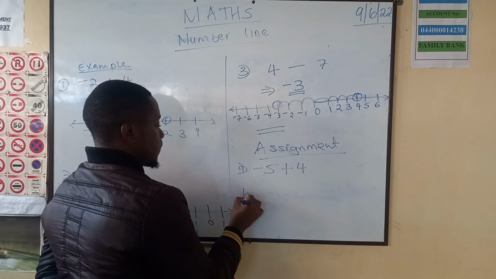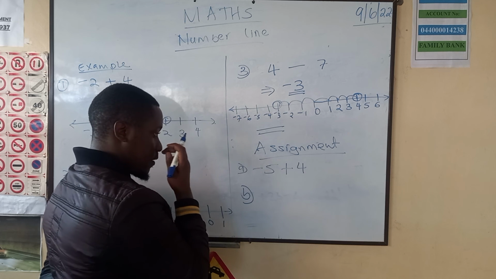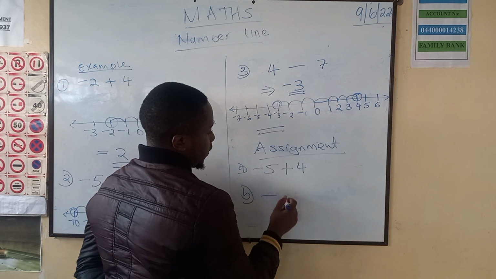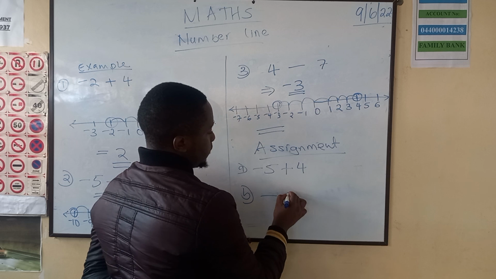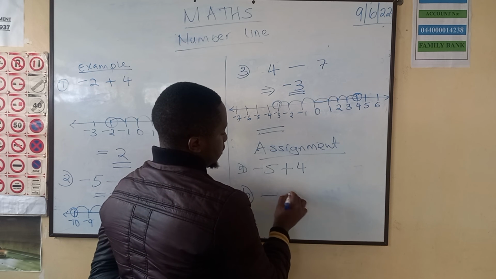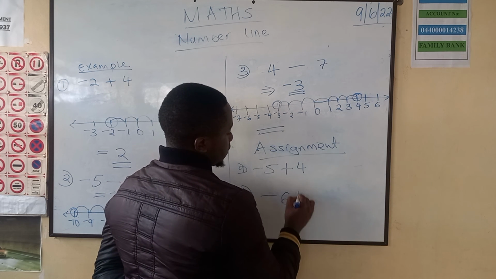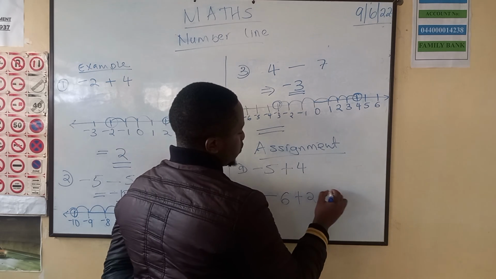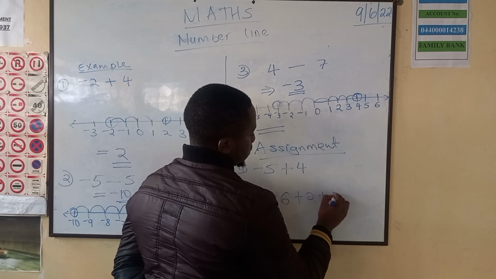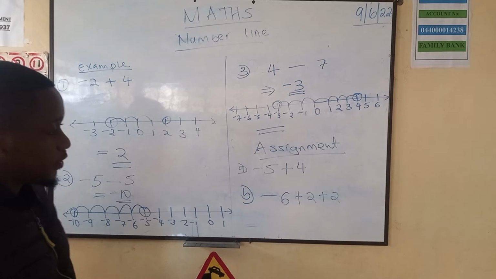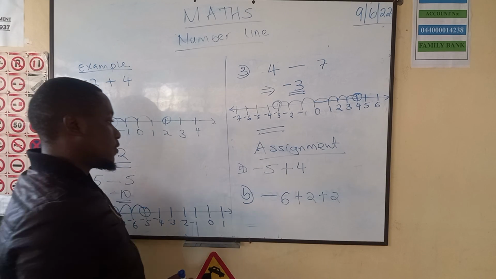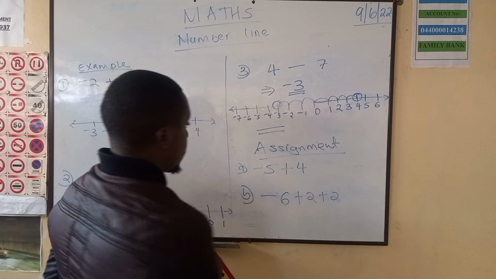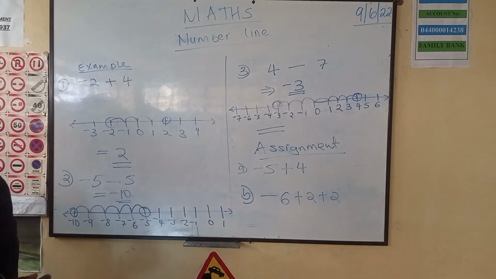Another one can be negative 6 plus 2 plus 2. Now you can have that as your assignment.